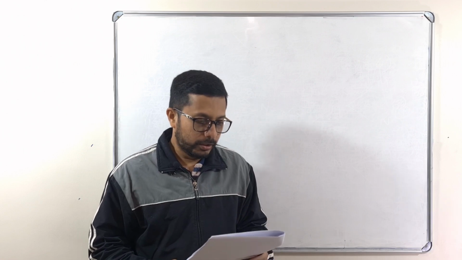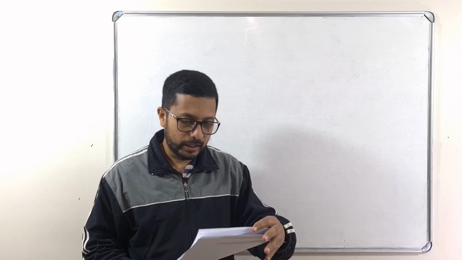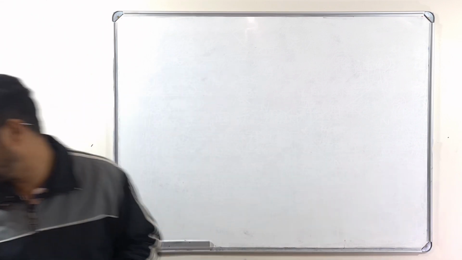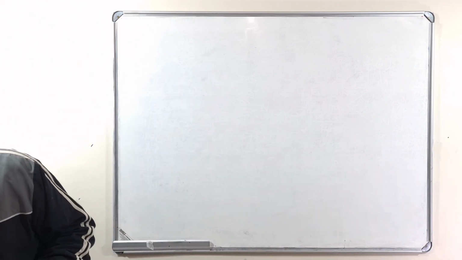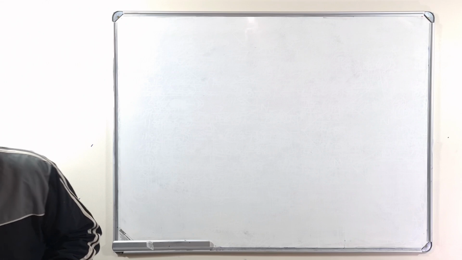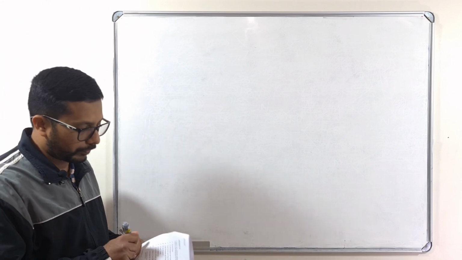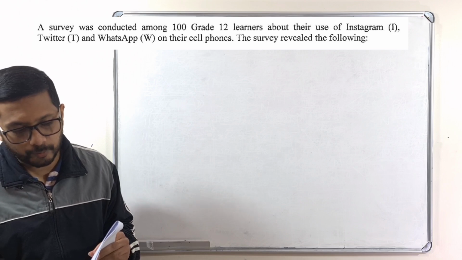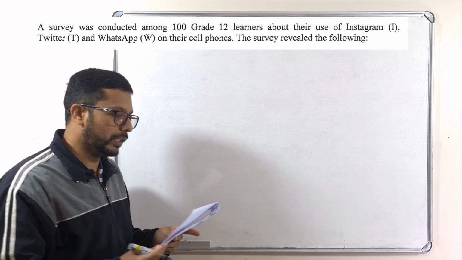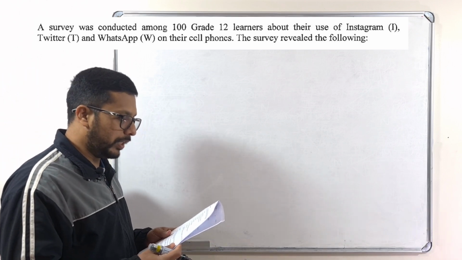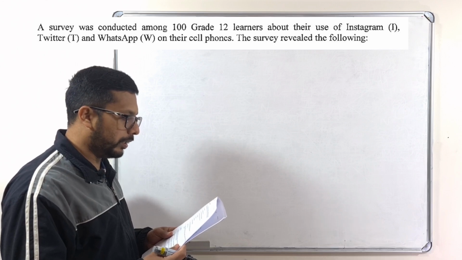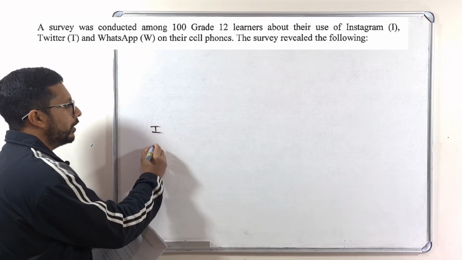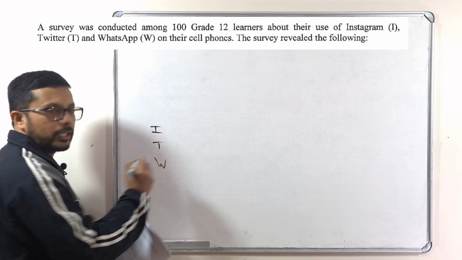Question number 10 and 11 are probability questions. Let's start without wasting time. Question number 10. A survey was conducted among 100 grade 12 learners about their use of Instagram, Twitter and WhatsApp. So what are the social medias? Instagram, Twitter and WhatsApp.